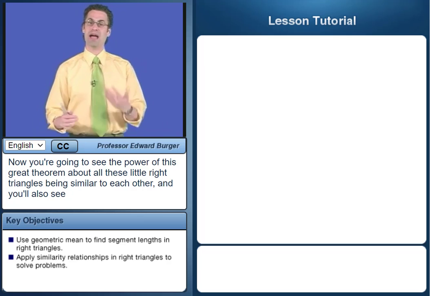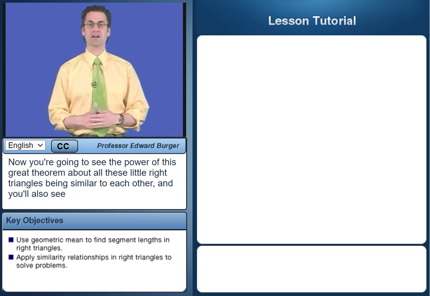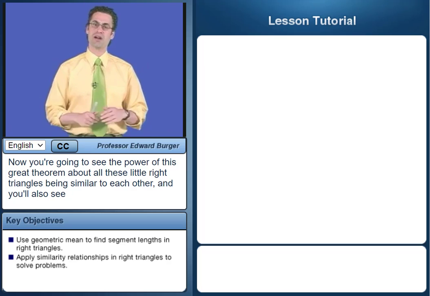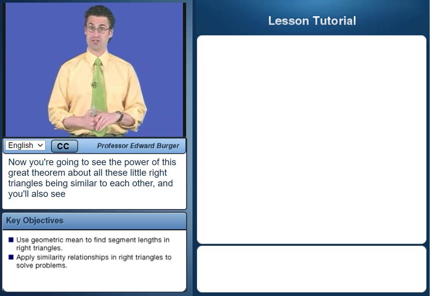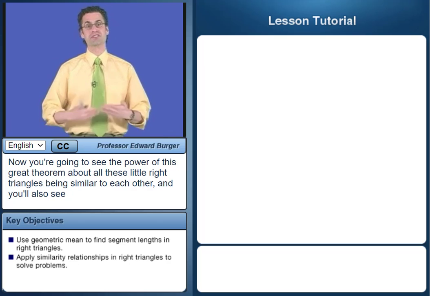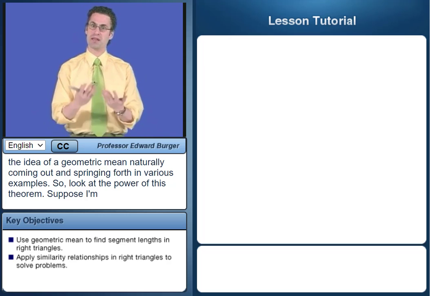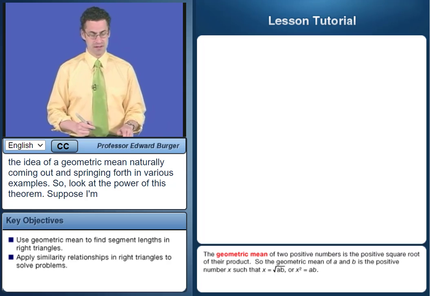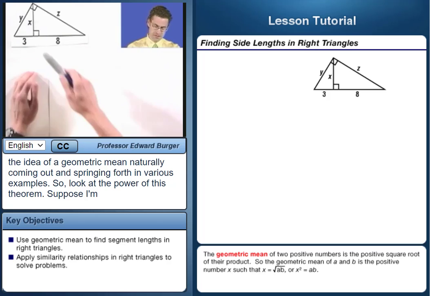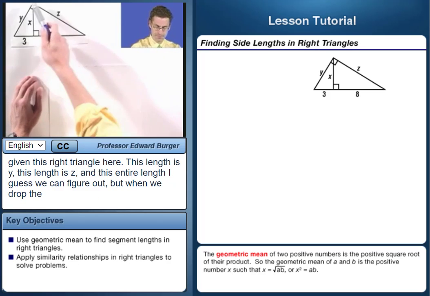Okay, now you're going to see the power of this great theorem about all these little right triangles being similar to each other. And you'll also see the idea of a geometric mean naturally coming out and springing forth in various examples. So look at the power of this theorem. Suppose I'm given this right triangle here.